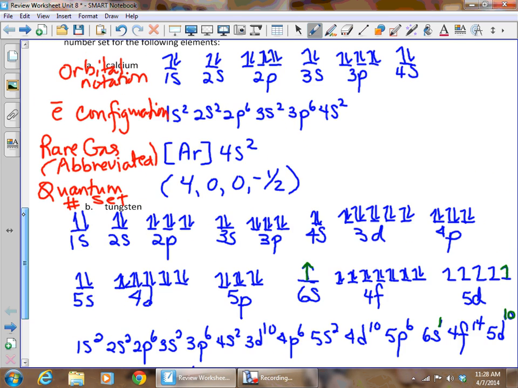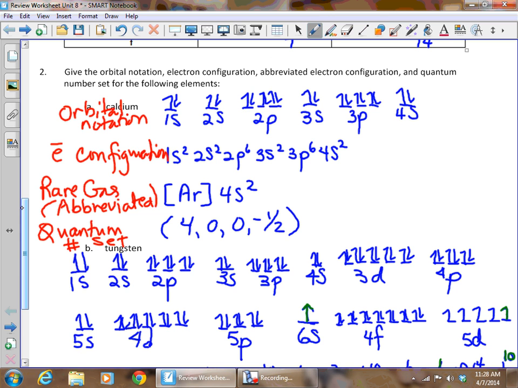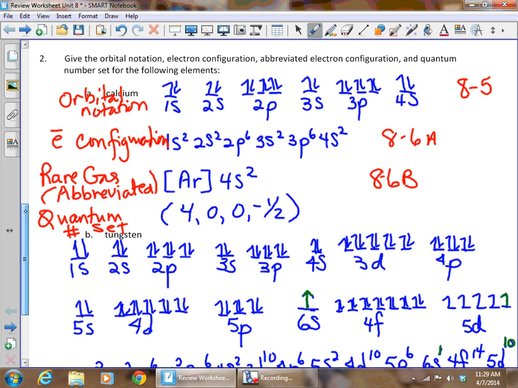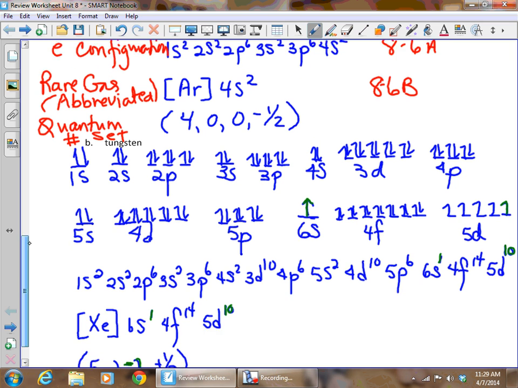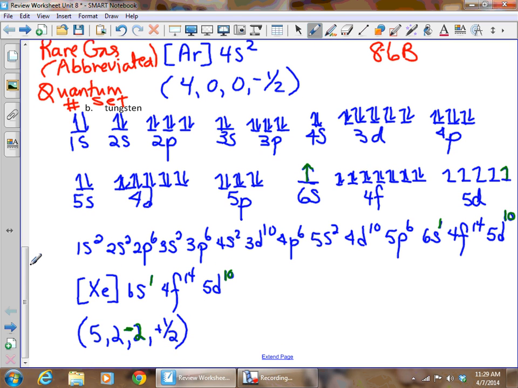Now, there will be one D4 or D9 element, one of the ones that if you listen to notes, and by the way, you can get all of this information. This was on 8-5 for the orbital notation. Electron configuration was 8-6A. Rare gas was 8-6B. So if you're wanting to go back and review some of that, you can. But on 8-6B, at the end, it talked about D4 and D9 electrons as being an extra credit opportunity.